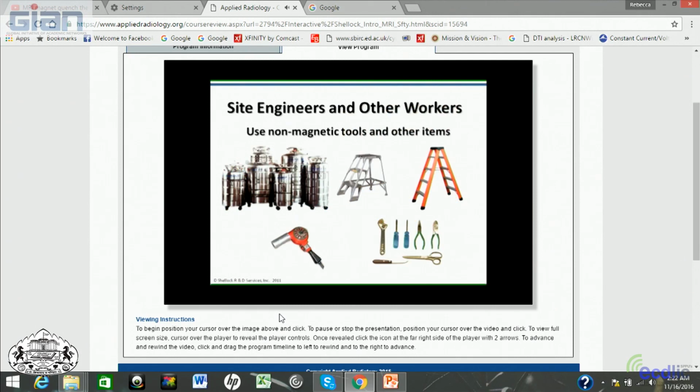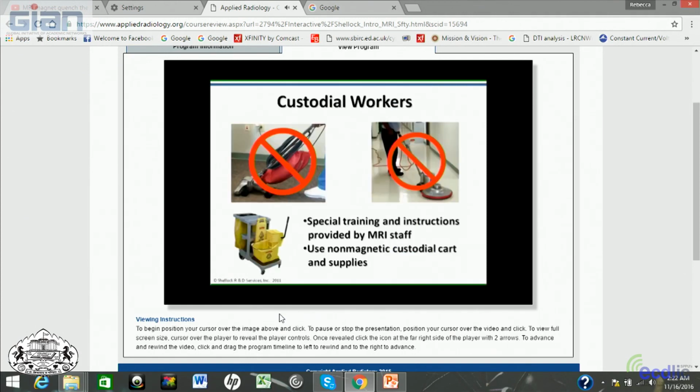MRI facility engineers, construction workers, and others must use non-magnetic tools and other equipment designed specifically for use in the scanner room. If you are a custodial worker, be aware that you cannot bring many of the conventional cleaning supplies and equipment into the MRI system room, especially large devices like floor buffers and vacuum cleaners. An MRI safety trained staff member will provide you with specific information regarding how to clean the MRI environment as well as what type of equipment you should use in this setting.